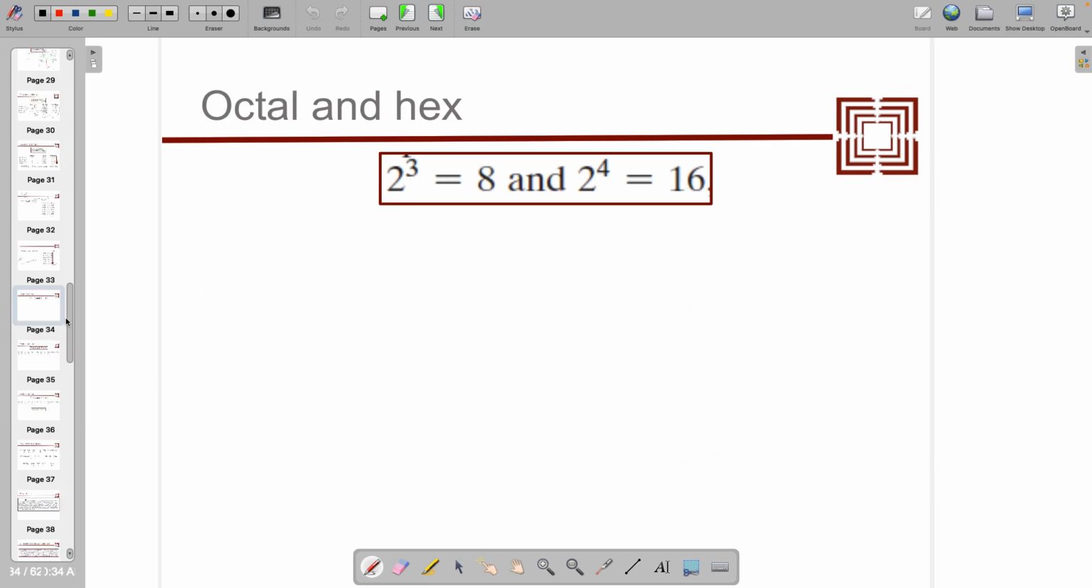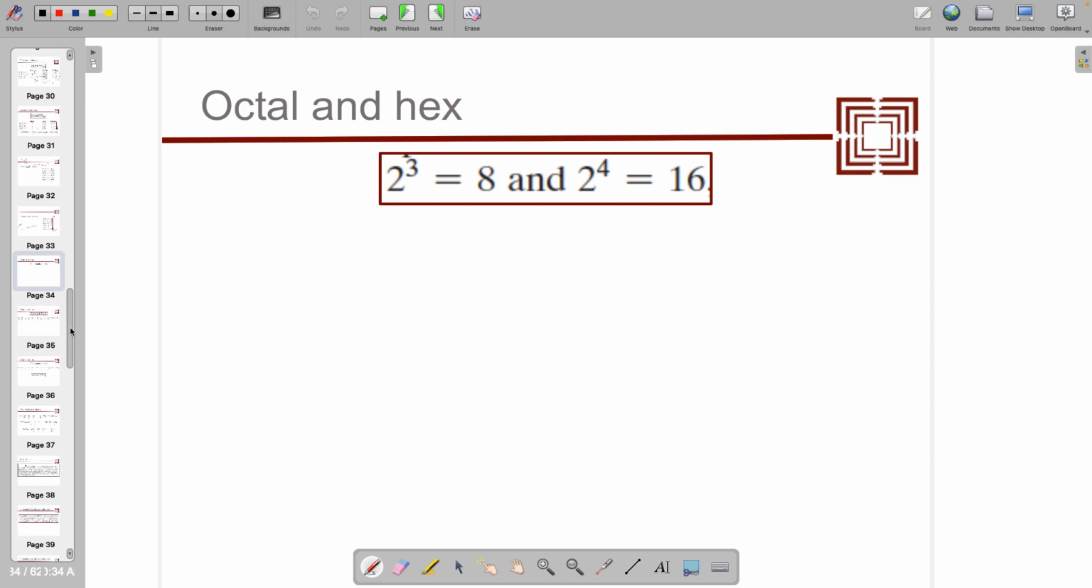So now one more important thing is octal and hex. Although we studied different systems like with base 3, 5, many fancy systems, we are mainly interested in 3 systems: binary, octal, and hex.